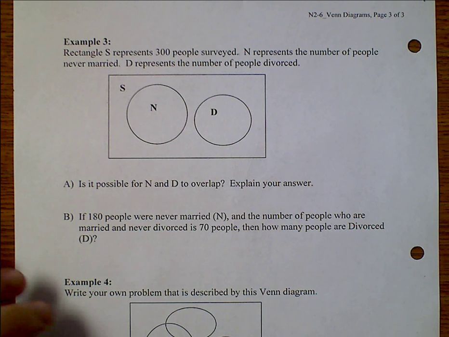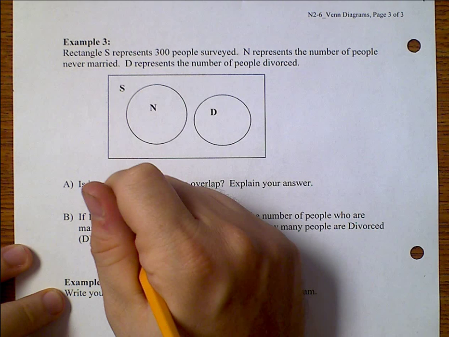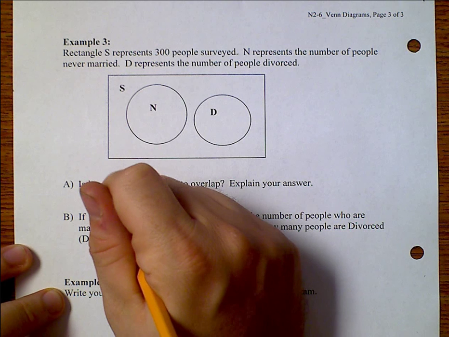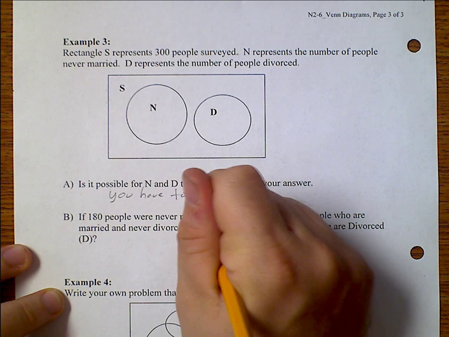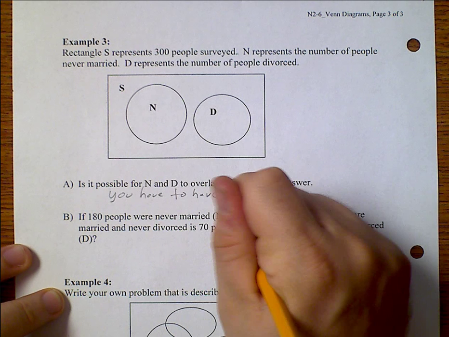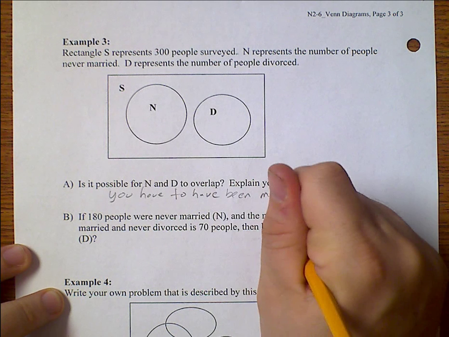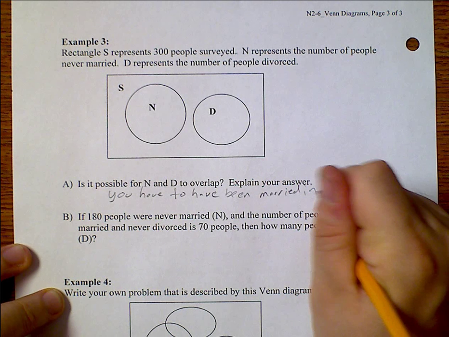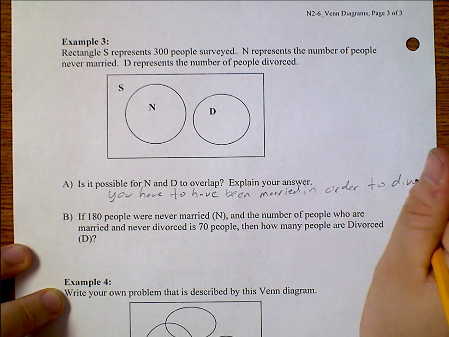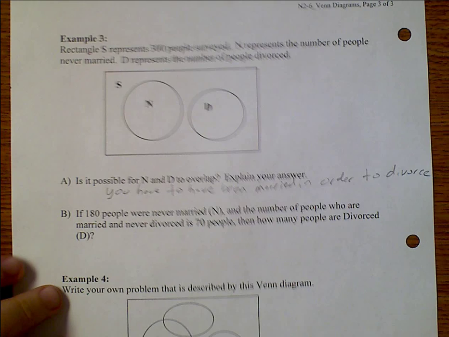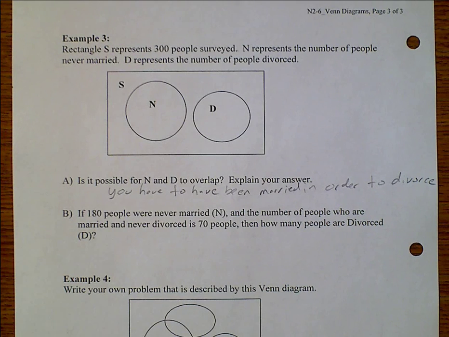And that's because you have to have been married in order to divorce. You can't be divorced if you've never been married. That's just quite simple. And now let's go ahead and plug in some numbers.